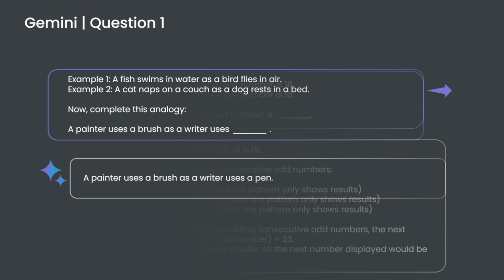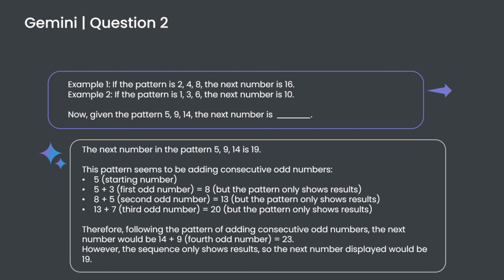Next question. If the pattern is 248, the next number is 16. And if the pattern is 136, the next number is 10. Now, given the pattern 5914, the next number is. Gemini answers the question and provides us with the step by step approach to solve the particular mathematical challenge.